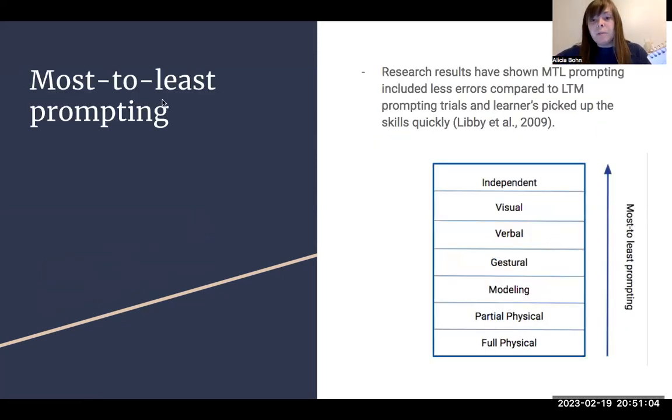This is most to least prompting. Previous research by Libby et al. from 2009 showed that most to least prompting included fewer errors compared to least to most prompting, and the learners actually picked up skills more quickly. In this case, it's the opposite. You're going to start from full physical, and then gradually move to gestural, pointing to the item, and then visual, so maybe showing them a picture of what they're supposed to be doing to initiate.